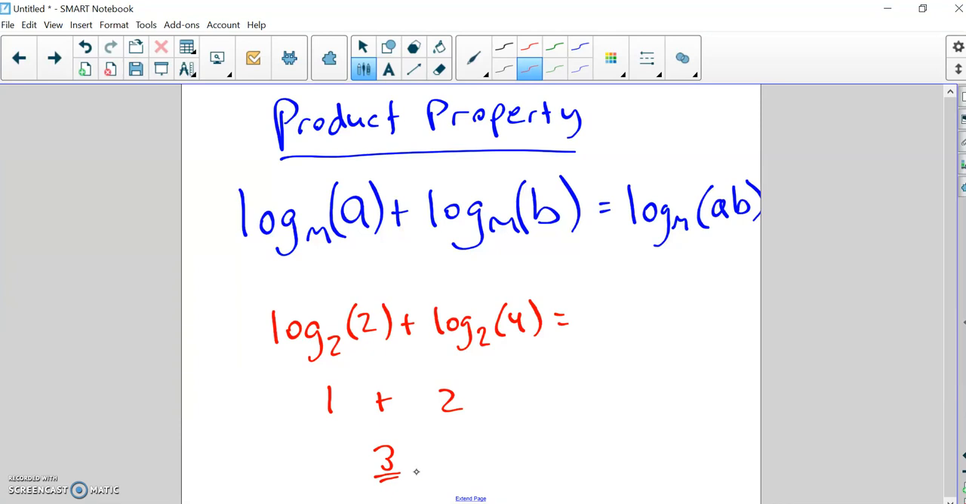Now if we try to use this property up here, it says if we have these 2 logarithms of the same base being added together, we can combine them as multiplication. So we can take the 2 and the 4 and multiply them together and get 8. And log base 2 of 8, 2 to what power is 8? The answer to that is 3. So we can tell that this property works. Obviously, if we have ones that we could evaluate, there'd be no reason to use the product property.